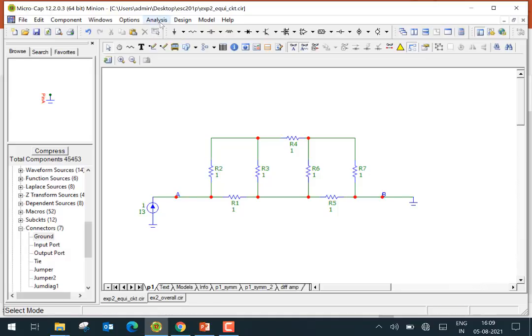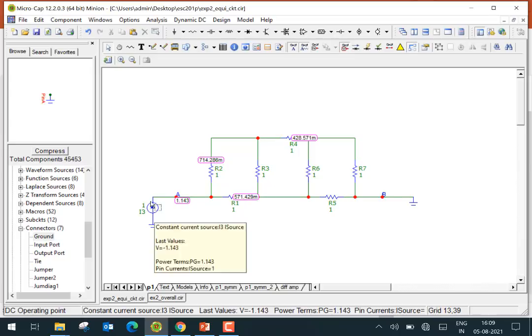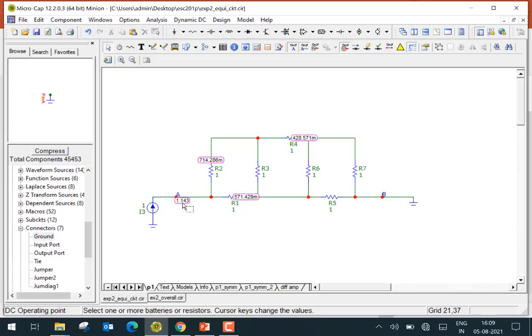So let's do the analysis, dynamic DC here. We have dynamic DC here, which tells us 1.143, which means that the equivalent resistance between A and B is 1.143 ohms, because that's the voltage at node A, and the current going into node A is 1 ampere. All right, so it's very easy to find out the equivalent resistance between any two nodes.